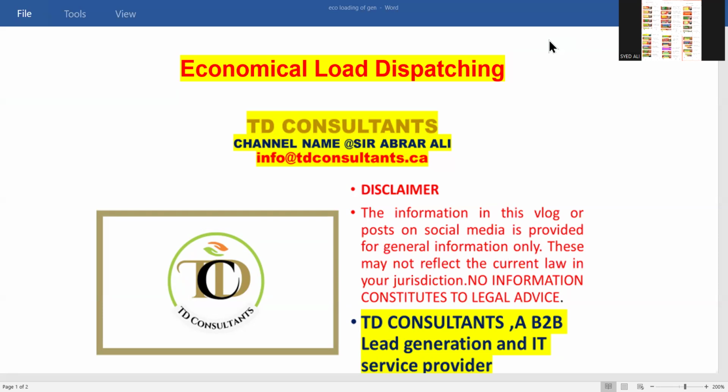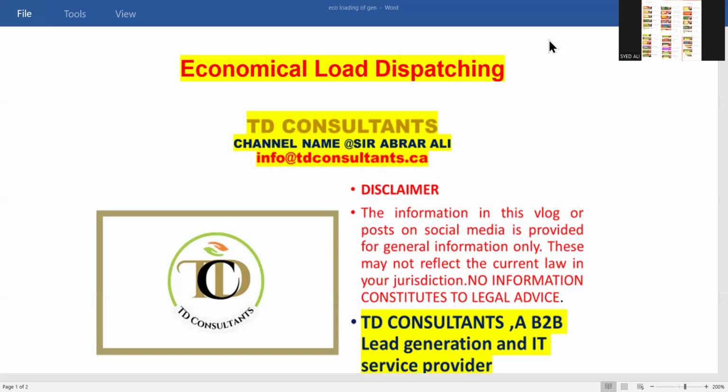Now, economical load dispatching is not a new phenomenon. It has been there for more than 60, 70 years, or maybe more than that. Economic load dispatching was done to minimize the cost of generation, and at that time there were no computers. So manually, the marginal cost of each generator was calculated.